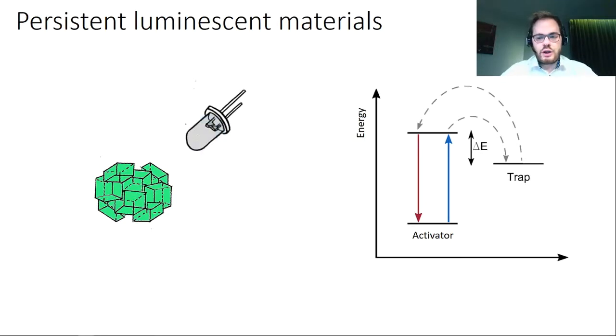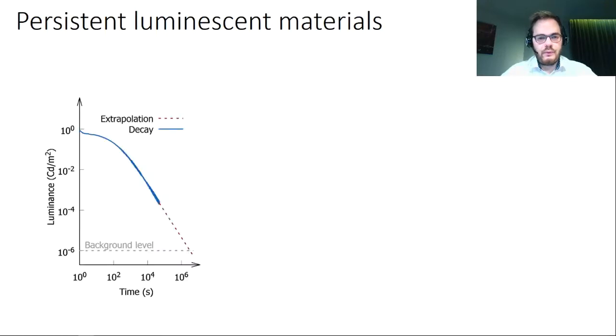Now, if we were to switch off the excitation light, the phosphor would keep on emitting light, because in this case the decay time is no longer the intrinsic decay time of the excited state of the activator, but is determined by the trapping defect itself and by the energy barrier. Here you can see an example of the time dependency of the afterglow intensity. The excitation source was switched off at t equals 0, but the material keeps on emitting light, and the intensity decreases over time, yet it remains visible for a few hours after the excitation has stopped.